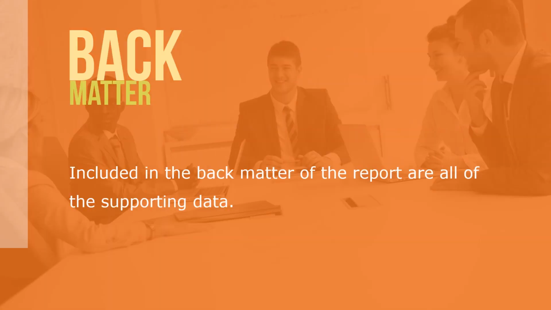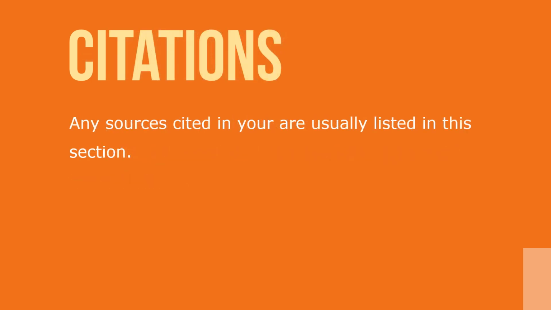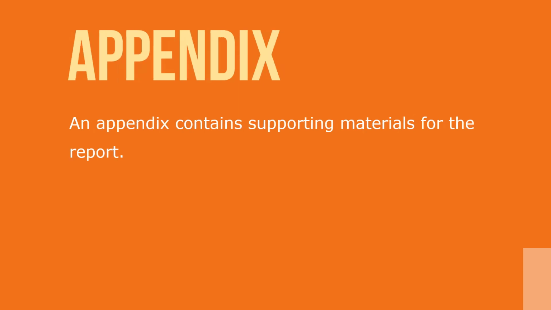And finally is the back matter of your report, which includes all supporting data that, if included in the text of your report, would bog down the reader in terms of details and cloud main points in the report. The glossary is an alphabetical list of specialized vocabulary used in a long report and definitions. A glossary might be unnecessary if your report does not have highly technical vocabulary. Any sources cited will usually be listed in this section. An appendix contains supporting materials for the report.